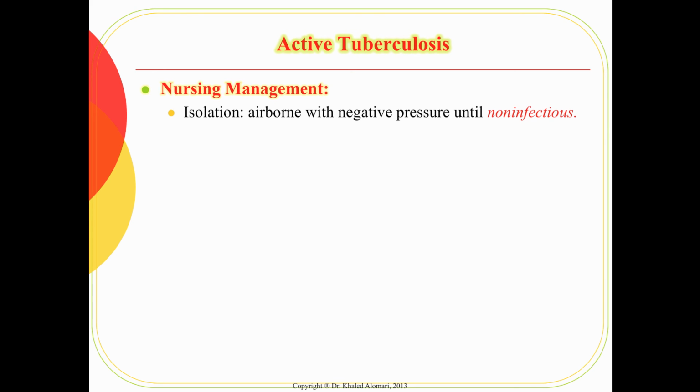Now, as nursing management, one of the major things is the isolation. Again, the patient should be in airborne isolation with negative pressure until the patient becomes not infectious, which means at least 3 negative AFB smears, or the patient improved, or the chest X-ray is clear. When you deal with this patient, you must wear a mask like N95. This is what we call a high efficiency particulate air mask, and that's to protect yourself. A regular surgical mask does not help. That's not sufficient for a healthcare provider who's taking care of a TB patient.